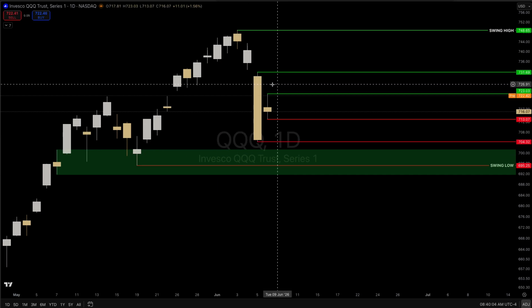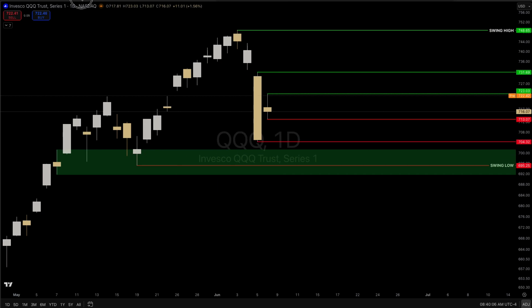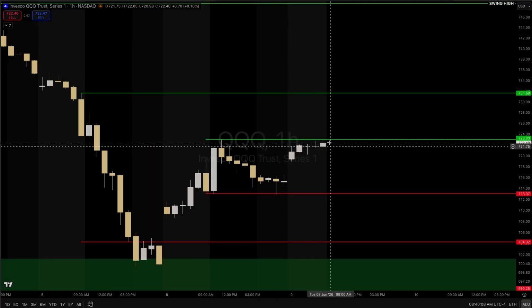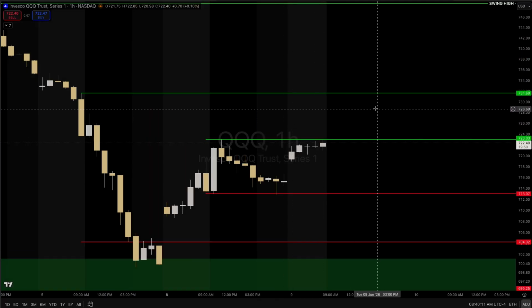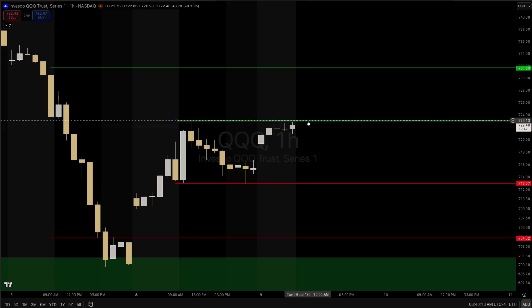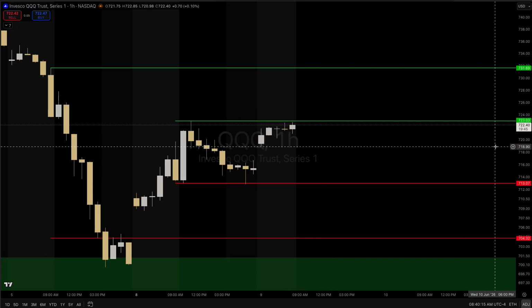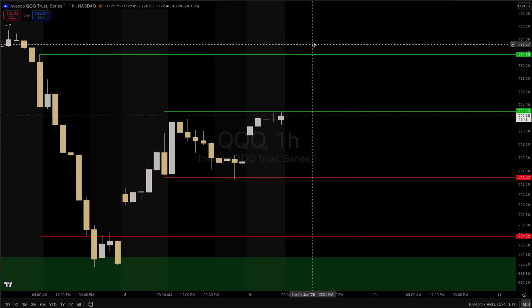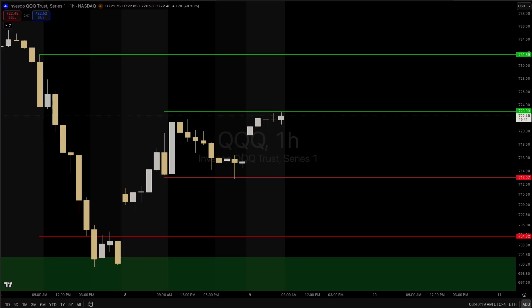Now, coming into the day, if we see the price break above this previous day high, and retest, and if we get good price action here, then we can see a good continuation towards the upside on the QQQ.